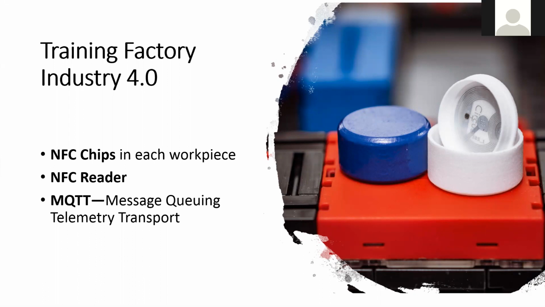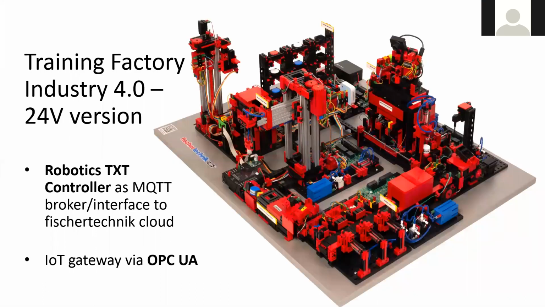Now, as there are 2 variations of the model, let's go over what makes them different aside from the voltage requirements. Now we'll begin by focusing on the 24-volt version and what makes it unique. First, it is a bit of a hybrid in that while requiring a PLC for operation and control, it also incorporates one Fischertechnik Robotics TXT controller. The TXT controller serves as the MQTT broker and interface to the Fischertechnik cloud.